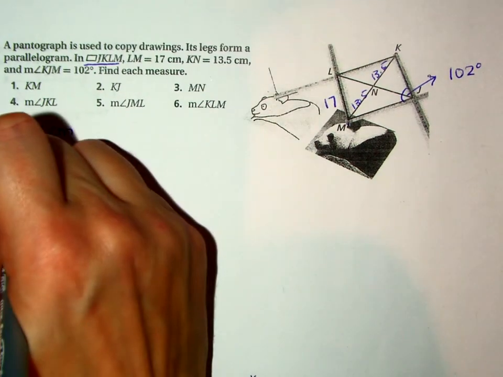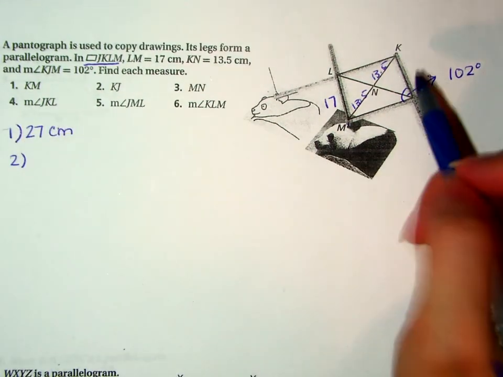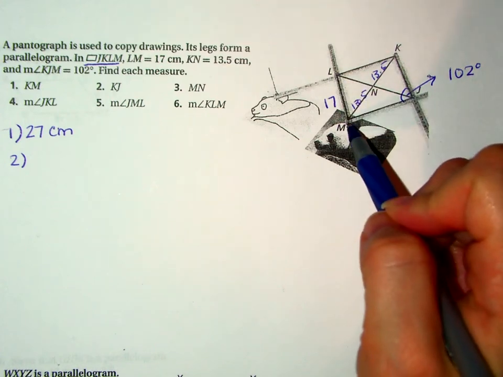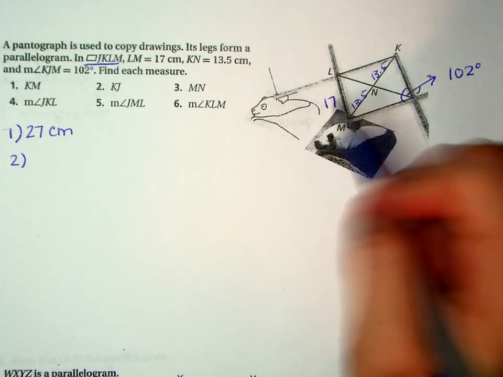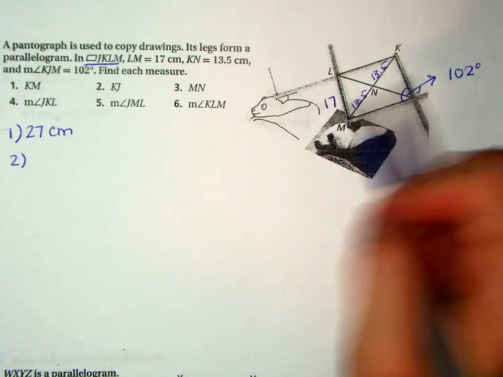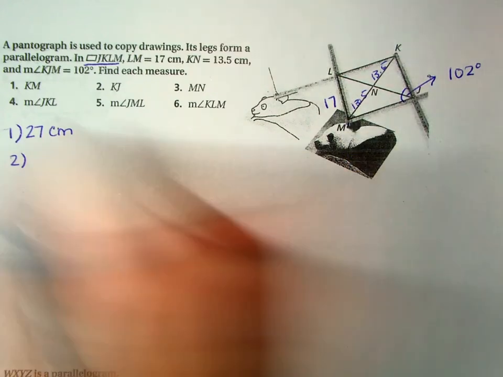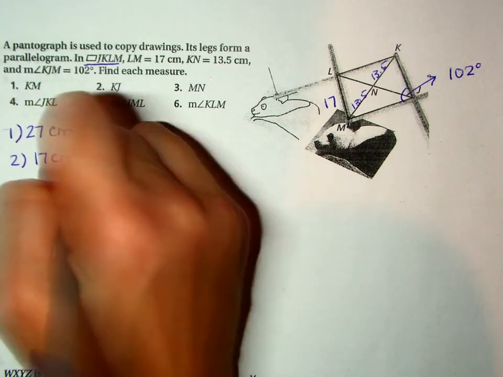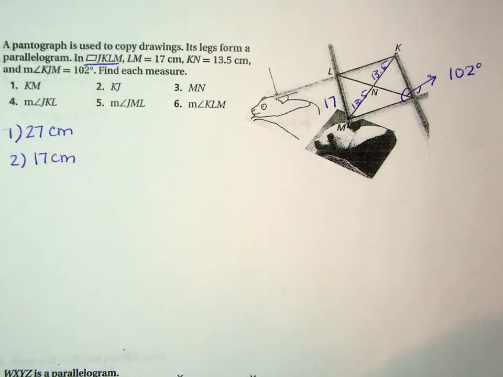Number 2. I'm asked to find KJ. Now, if you'll notice, we've been given LM, and one of the properties of a parallelogram is that the opposite sides are congruent. So if this is 17 units, so is KJ. So KJ, in this case, is going to be 17 centimeters as well.